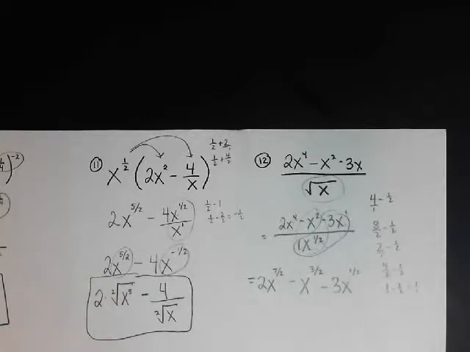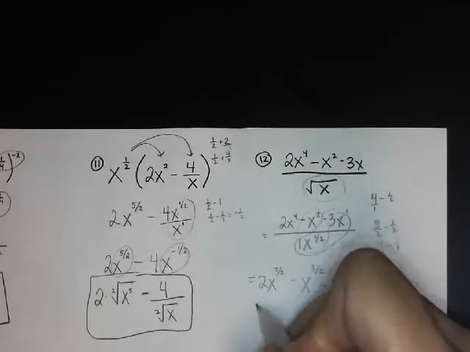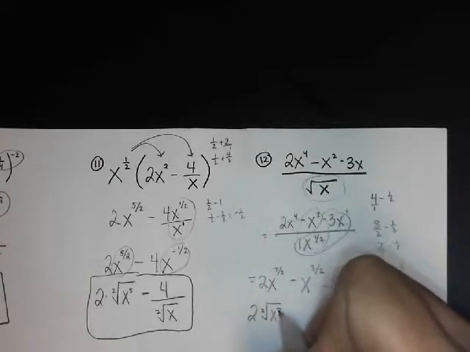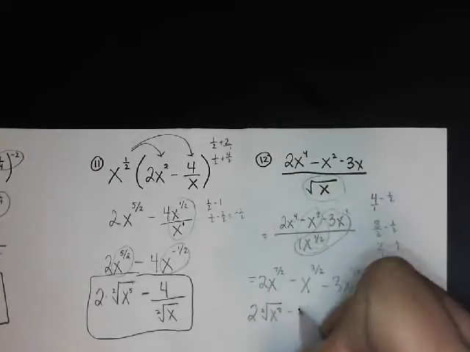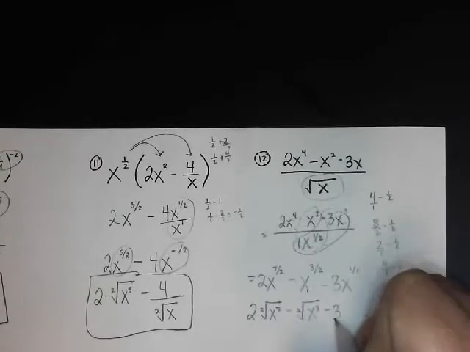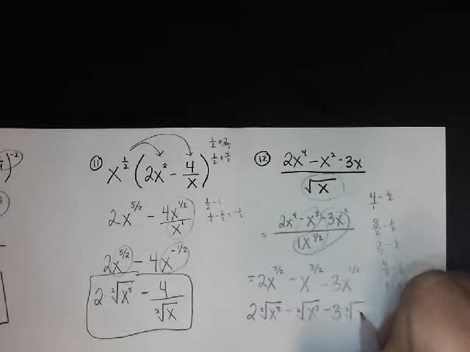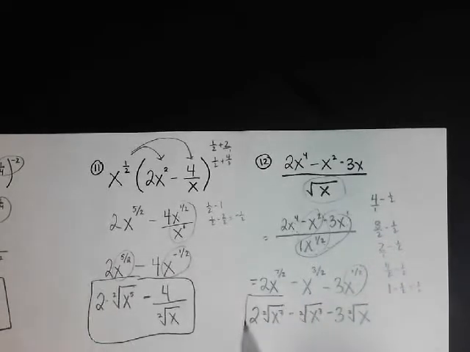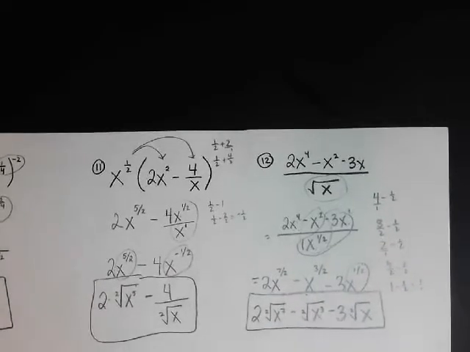And then we can put all of those into radical form. So it would be 2 times the square root of x to the 7th minus the square root of x to the 3rd minus 3 times the square root of x. Remember, the only thing being raised to that 1/2 power is the x there. And so that would be in radical form.